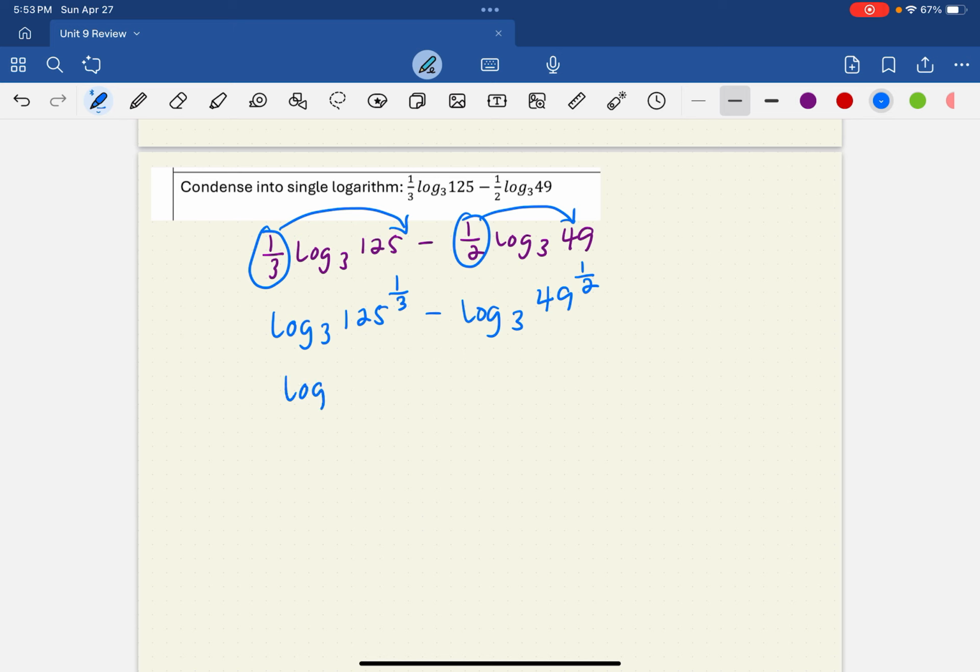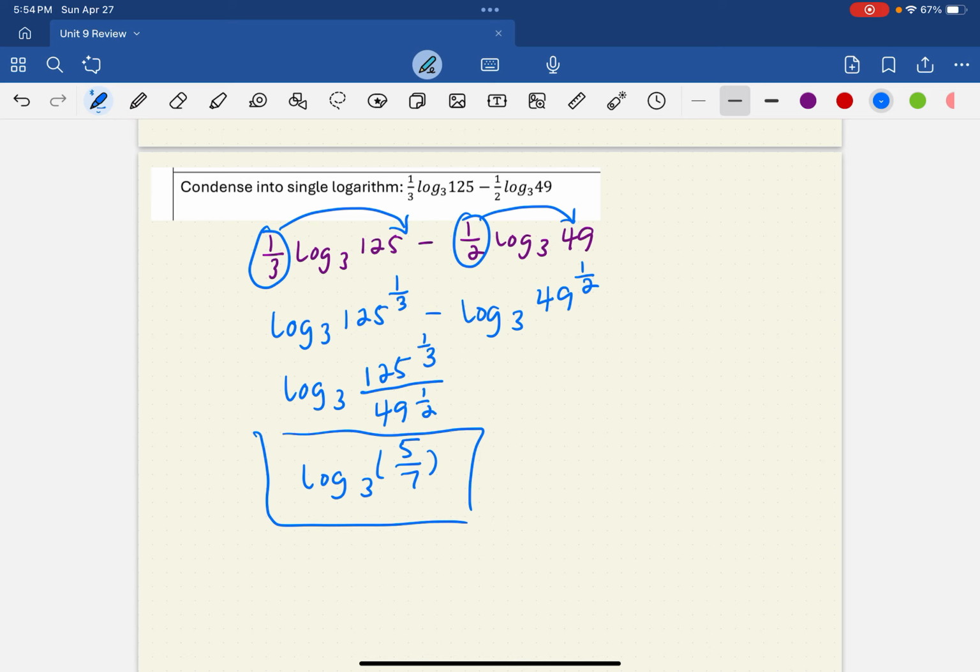So log 3, 125 to the power of 1/3. The minus sign tells us divide. 49 to the power of 1/2. And if you want to do the top then the bottom in your calculator and then divide them, that's fine. Or you should be able to put the whole thing in your calculator. And you end up with log base 3, 5 over 7, which you can put in parentheses. You don't have to, but that is your answer. Next.